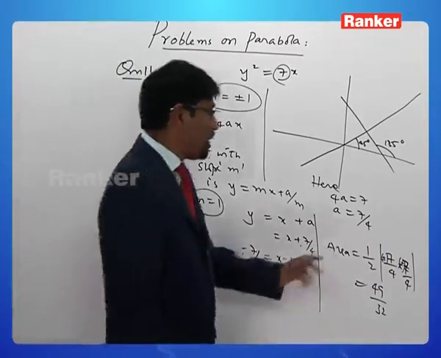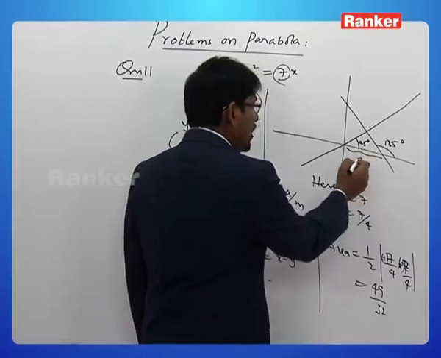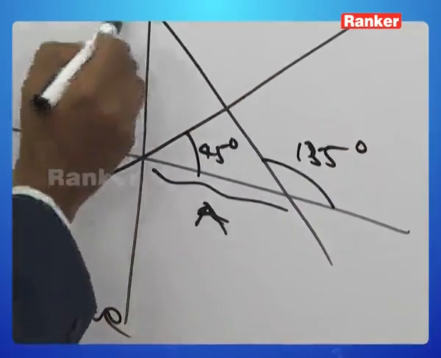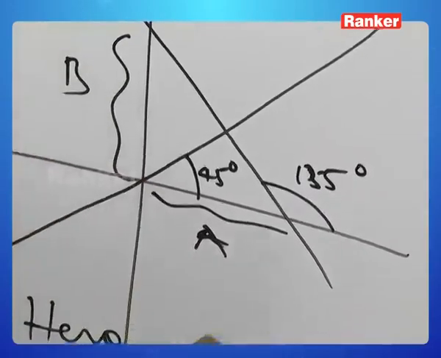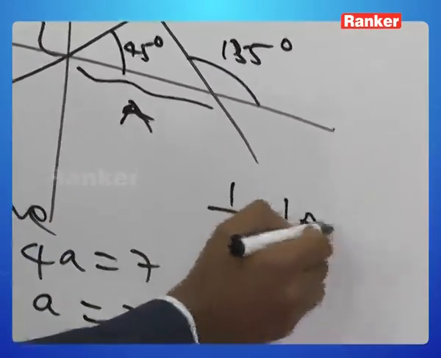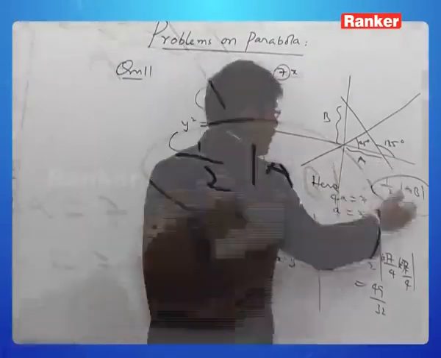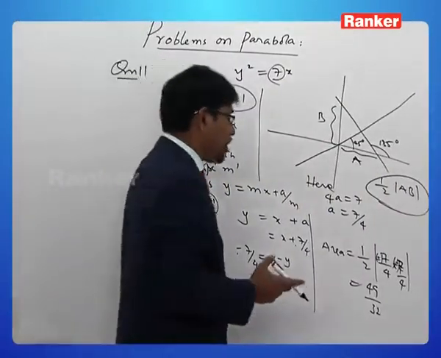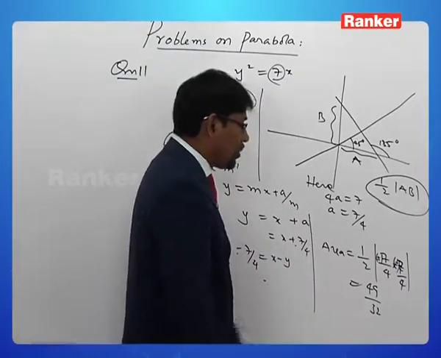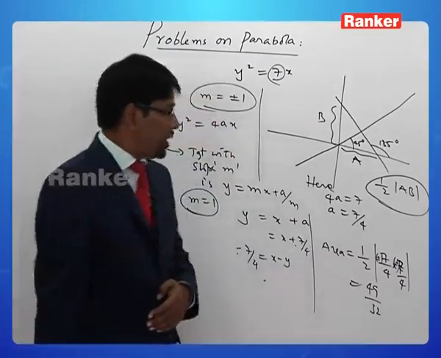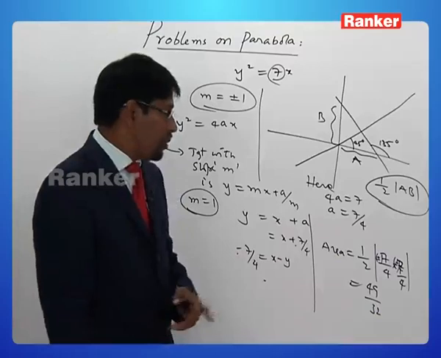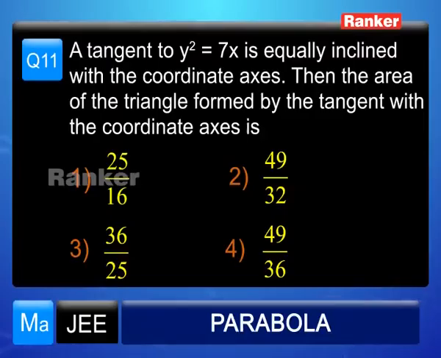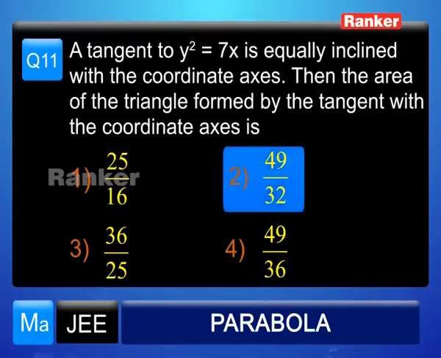What is it we are using? If capital A is the x-intercept and capital B is the y-intercept, half mod AB gives the area of the triangle formed with the coordinate axis. Okay, so what we get is half into 7 by 4 plus or minus into 7 by 4 plus or minus, and a modulus, that gives us 49 by 32, and that is clearly appearing in option 2. Option 2 is the right answer.